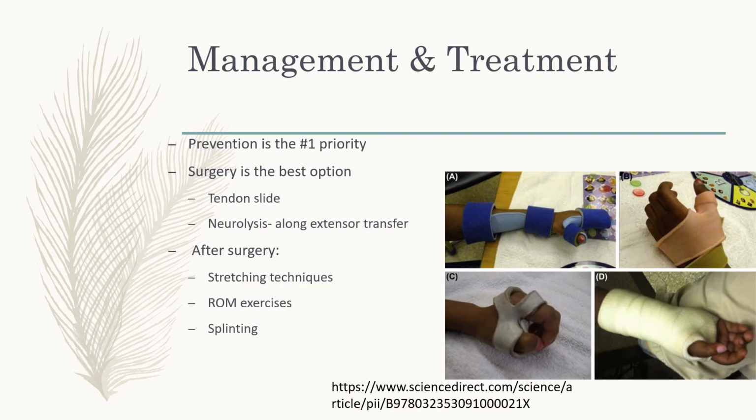Management and treatment. Prevention is the number one priority. Surgery is the best option, and some types of surgery are the tendon slide, neurolysis, and a long extensor transfer, and then after surgery, the patient needs to have stretching techniques, range of motion exercises, and splinting.